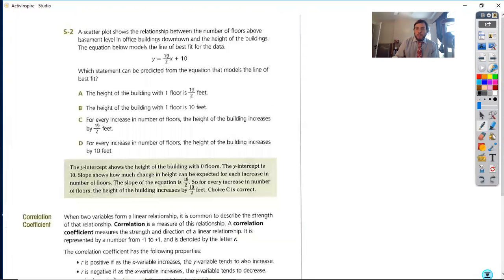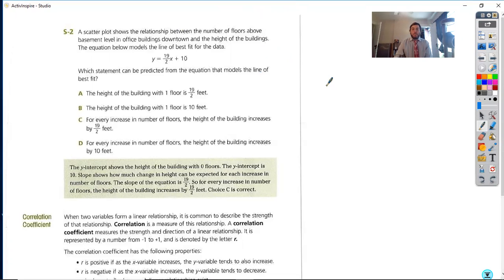So we keep moving on here. We're going to take a look again. Now they gave us a scatter plot that shows the relationship between the number of floors above basement level in an office building downtown and the height of the building. The equation modeled below is y equals 19 over 2x plus 10. Which statement can be predicted from the equation that models this line of best fit?